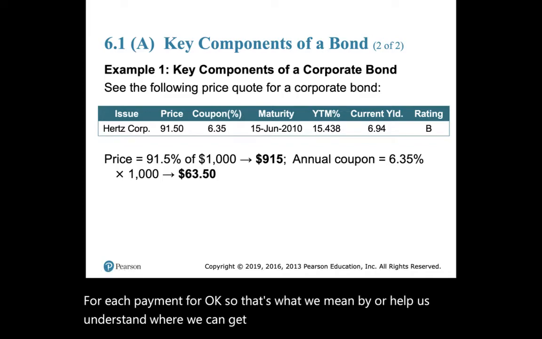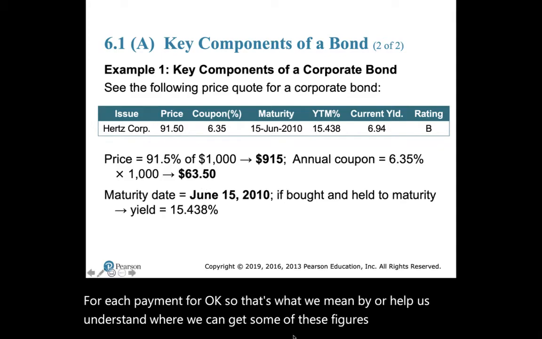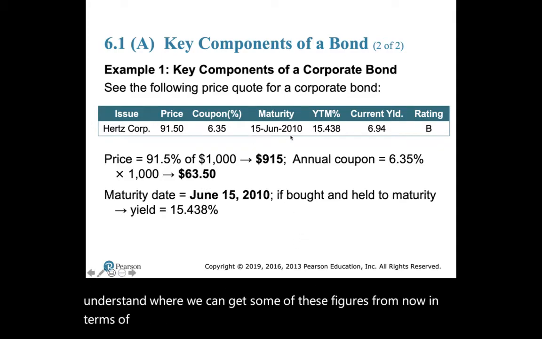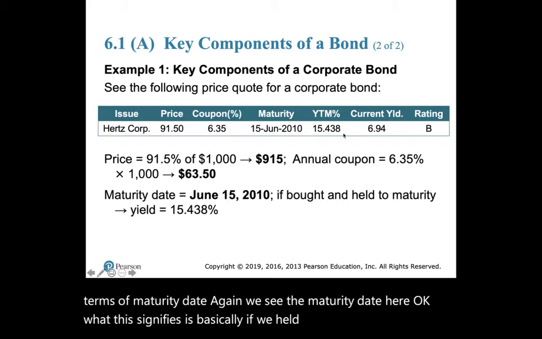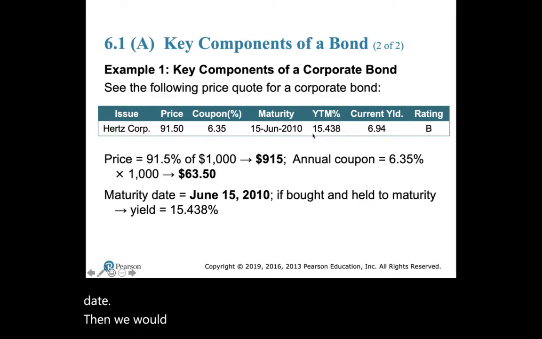Okay, so that helps us understand where we can get some of these figures from. Now, in terms of maturity date, again, we see the maturity date here. What this signifies is basically if we held this bond until the maturity date, then we would receive a yield of about 15.438%. Okay, that's if we held it until maturity.